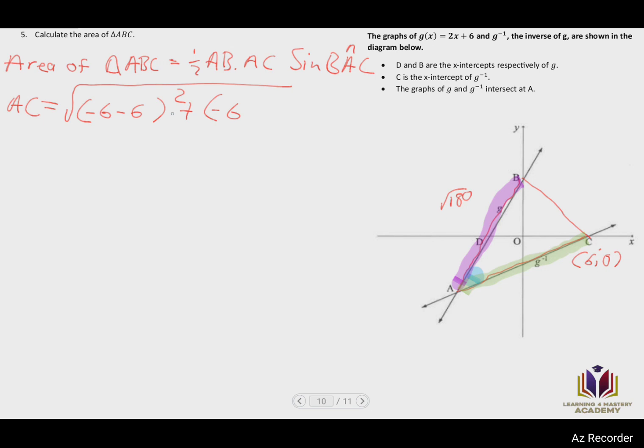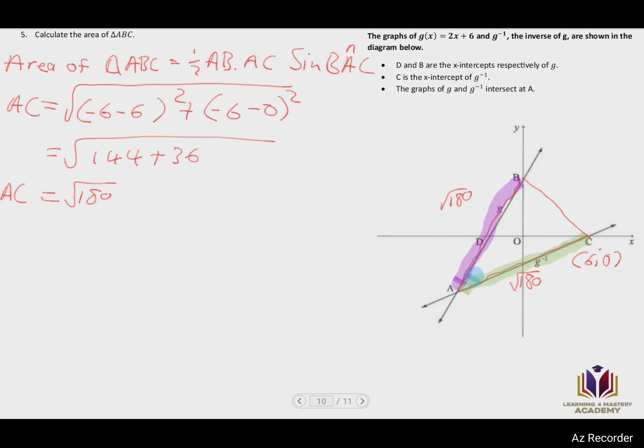Is going to give us 0. There we go. Squared. This is going to give us 144 plus 36, which gives us square root of 180. Okay, that's our AC. So clearly AC is equal to AB, right? So you're going to say this is square root of 180. There we go. Now we just have to work out the value of angle A.